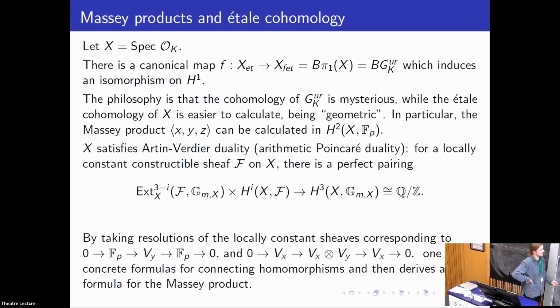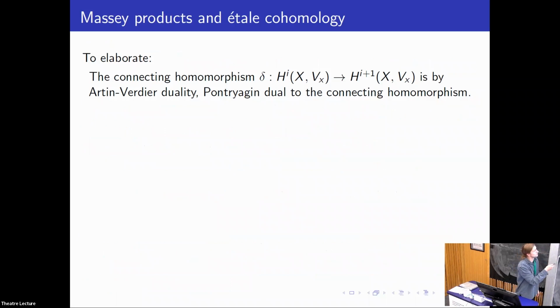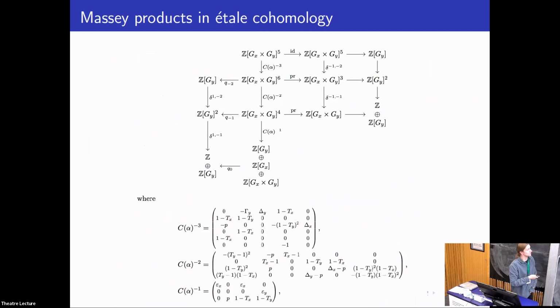And what we do then is that we take resolutions of the sheaves F_p and V_X tensor V_Y. These are G_K^{ur}-modules, which correspond to locally constant sheaves on X, so I can take resolutions of these. Then, using Artin-Verdier duality, you get a concrete formula for the Massey product. I have some more, but I don't really have the time for that. I just want to show you what you do when you take the resolutions. Can you show the preceding slide?